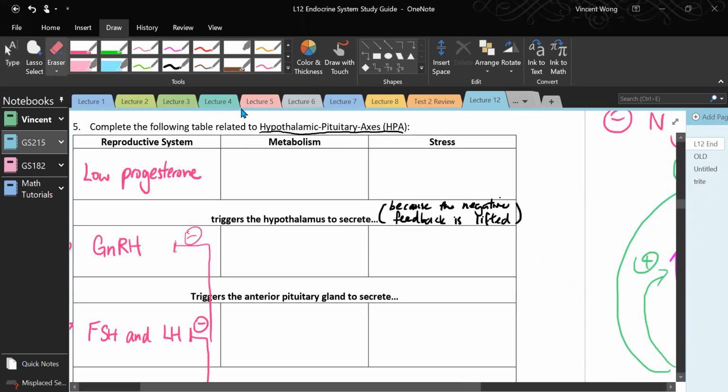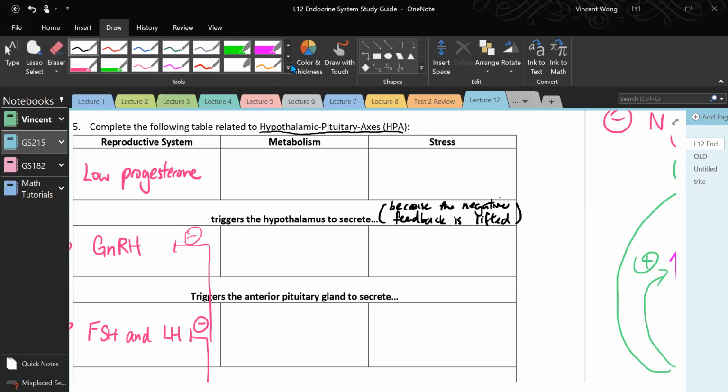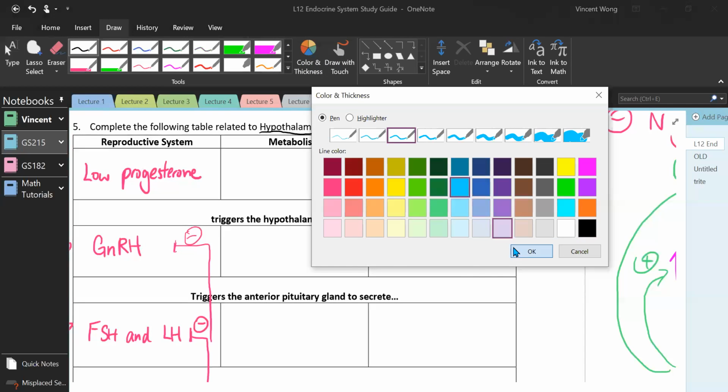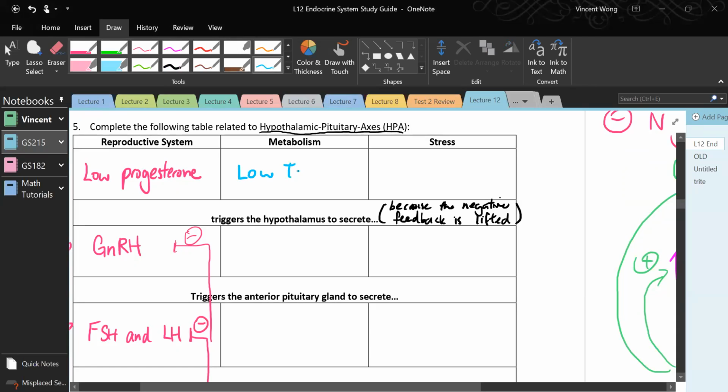So for metabolism, the trigger is low metabolism, which is as a result of a drop in T3 and T4. So when you have low T3, T4, it will trigger the hypothalamus to secrete thyroid releasing hormone, because the negative feedback is lifted once again. I'll explain that further in a second.